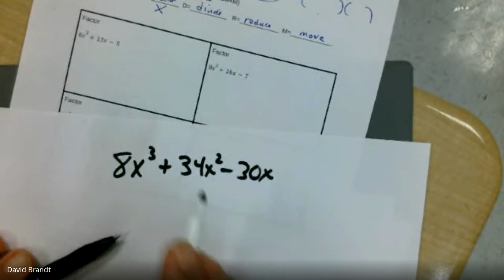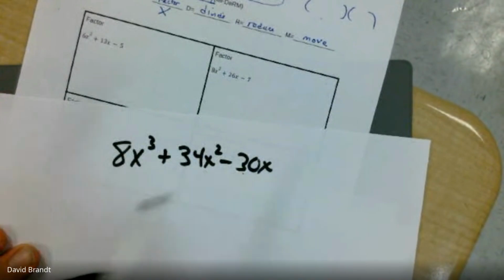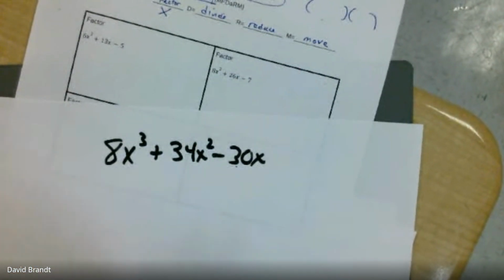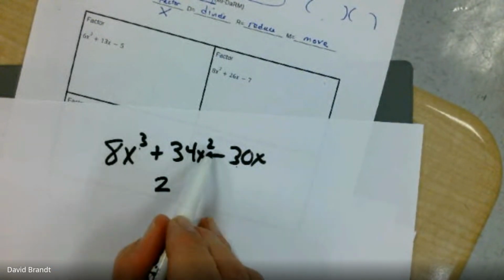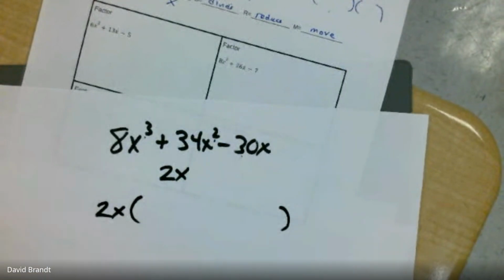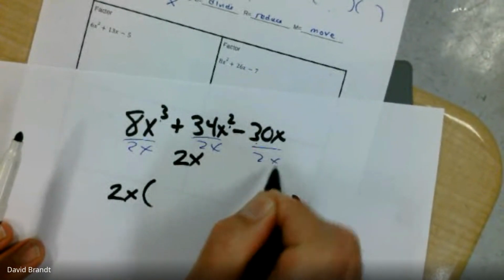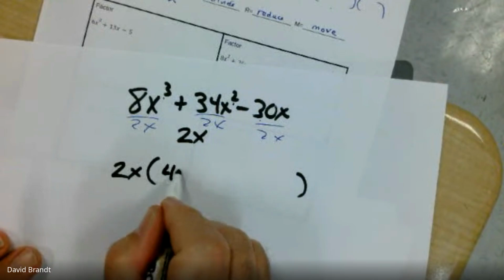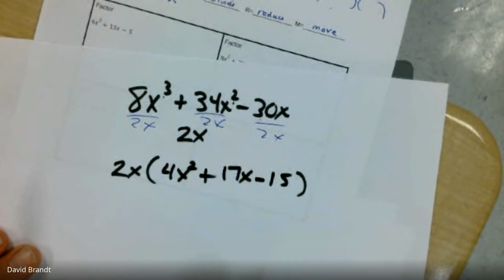Now, finally, example 4. This one has a greatest common factor. How do you know? Is there a number that divides into 8, 34, and 30? Yes, a 2. What's the smallest exponent on the x's? 3, 2, 1. The smallest is an x. So we're going to put 2x on the outside. We've got to figure out what's left on the inside. So divide all 3 of them by 2x. That's going to give me 4x squared plus 17x minus 15.